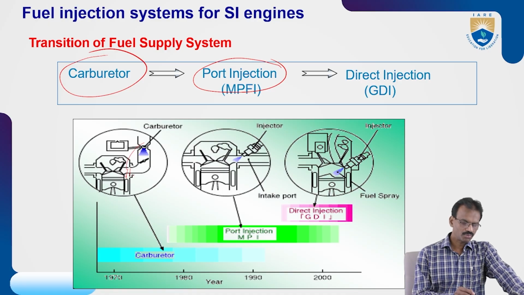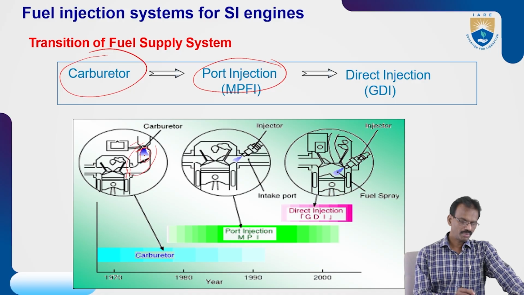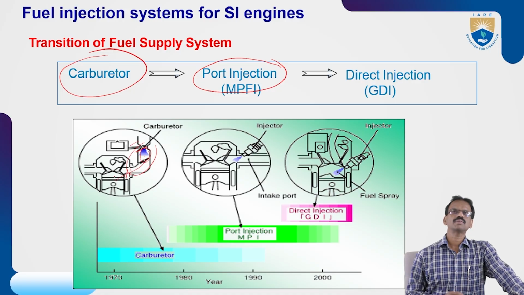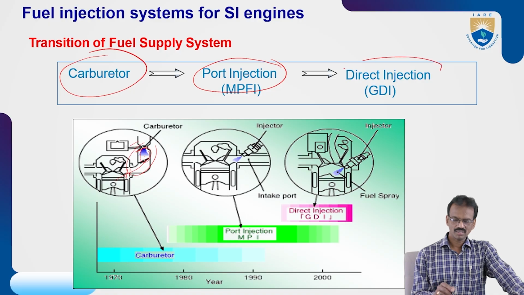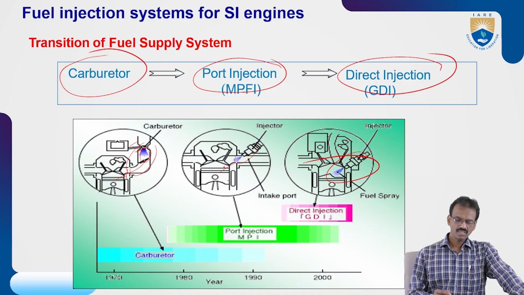Manifold injection is nothing but the fuel is injected into the throttle, or the manifold of the inlet valve. Through this manifold, the air fuel mixture comes into the cylinder. One more method is direct injection. Direct injection means that at the end of the compression stroke, the air fuel mixture is injected directly into the cylinder.